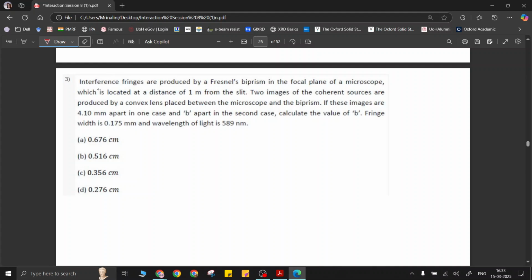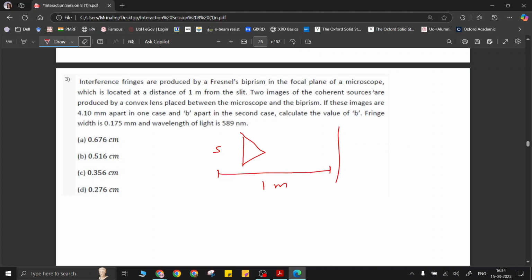So the third question is again on Fresnel biprism, and it says that interference fringes are produced by a biprism in the focal plane of a microscope. So instead of a screen, here we are directly keeping a microscope, whose focal plane is located at a distance of 1 meter from the slit. That means our source and screen or microscope are at a distance of 1 meter, and here our biprism is also there.